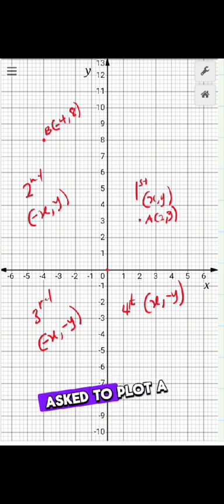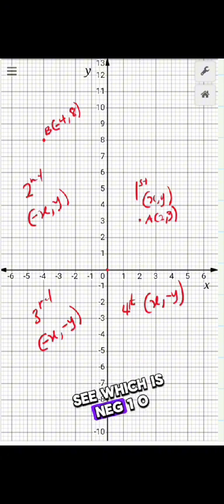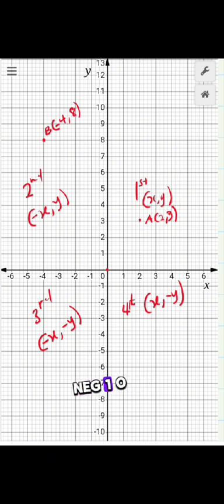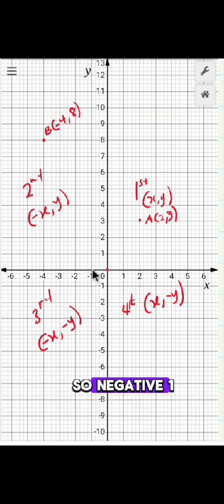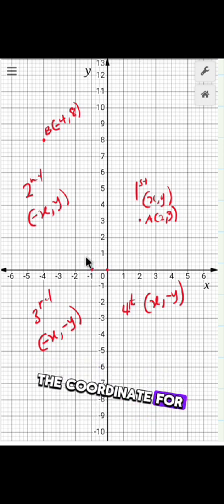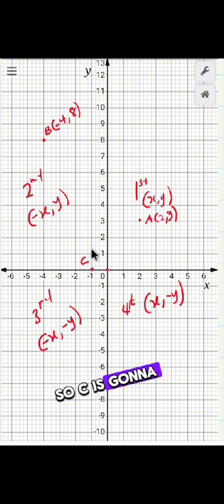What if you are asked to plot the point C, which is negative 1, 0? Here negative 1, 0 means that the x value is negative 1, but the y value is 0. So go to the x axis where the negative 1 is. Here the y value is 0, so you cannot move up. It remains there because that's where y is 0. So this place is the coordinate for the point C, which is -1, 0.